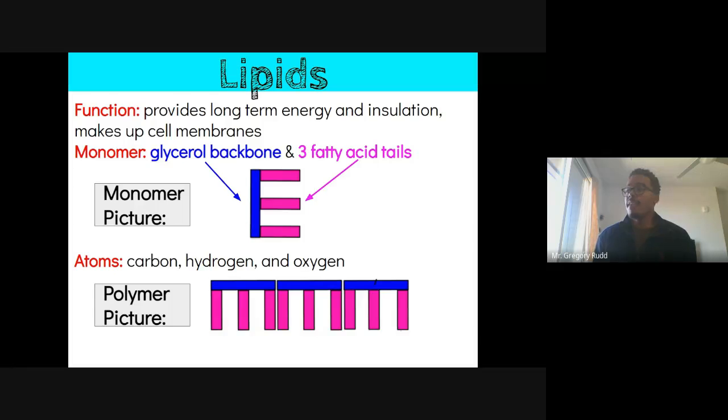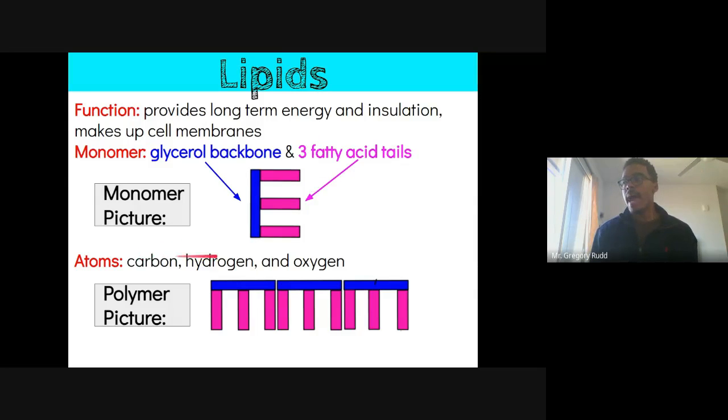A lipid is made up of an odd monomer, but we just say a glycerol backbone and 3 fatty acid tails. So it looks like the letter E, a capital E. We've got this blue backbone that's made up of a compound called glycerol. And then we've got 3 fatty acid tails. So it looks kind of like this, with these 3 fatty acid tails that are pink in this depiction.